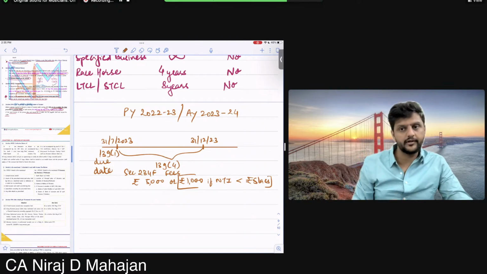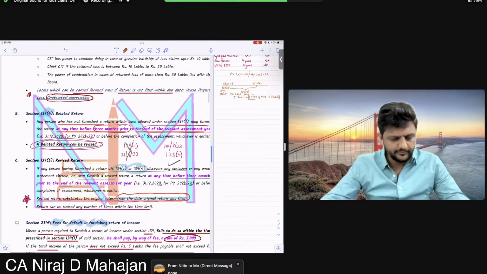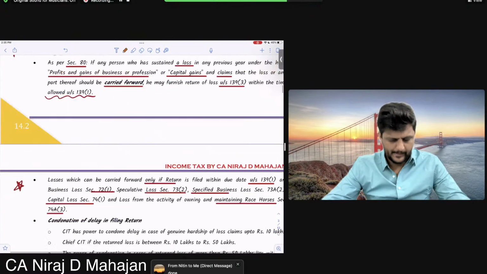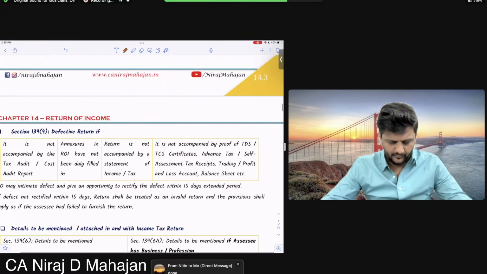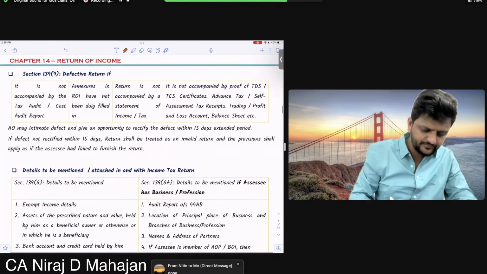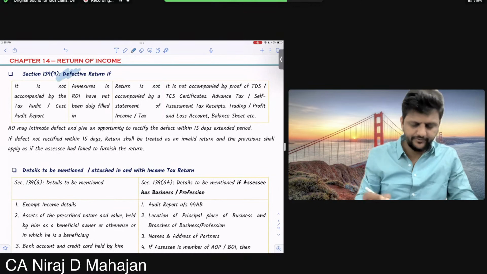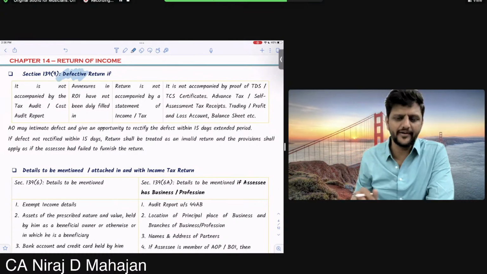If you are required to file return, right children? Clear? Done? So we have covered, children, what? Loss return, belated, revised also. Come to, children, defective return. Okay? Let's go ahead, everybody.